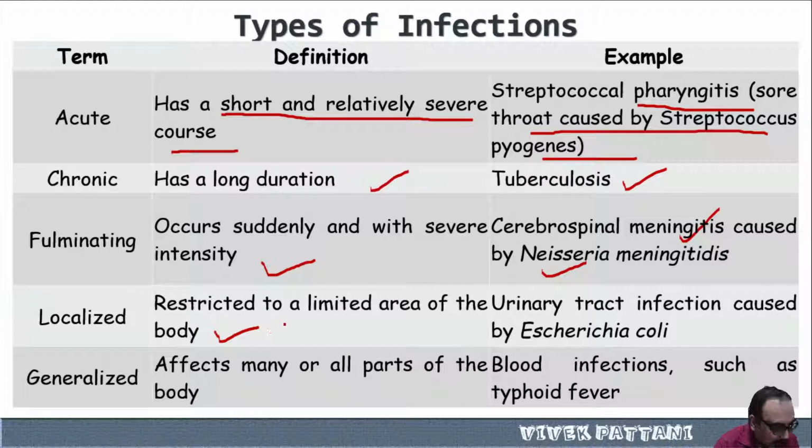And the next one is localized infection, an infection which is restricted to a limited area. For example, a urinary tract infection, which is caused by Escherichia coli. It is basically limited to a particular point only.